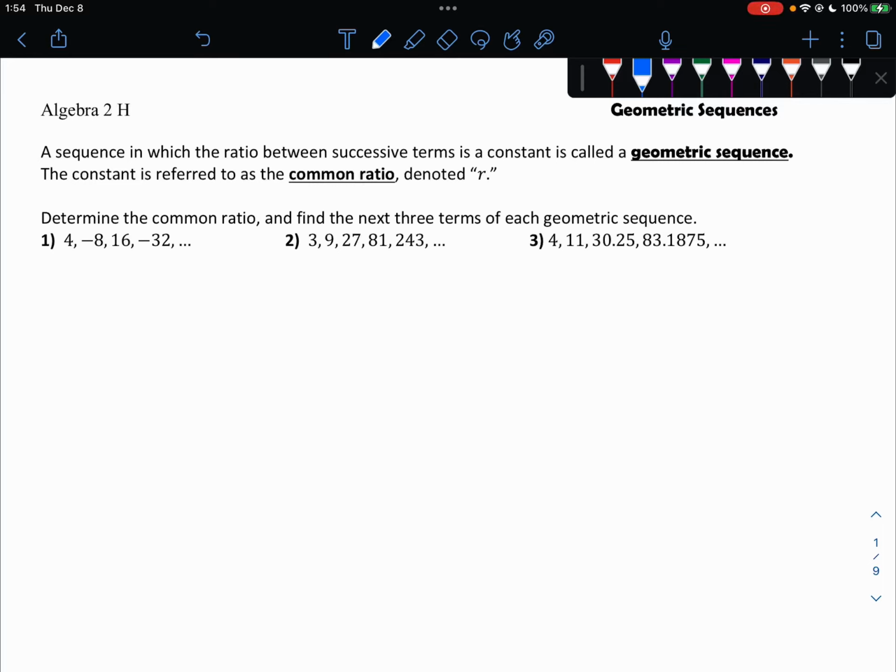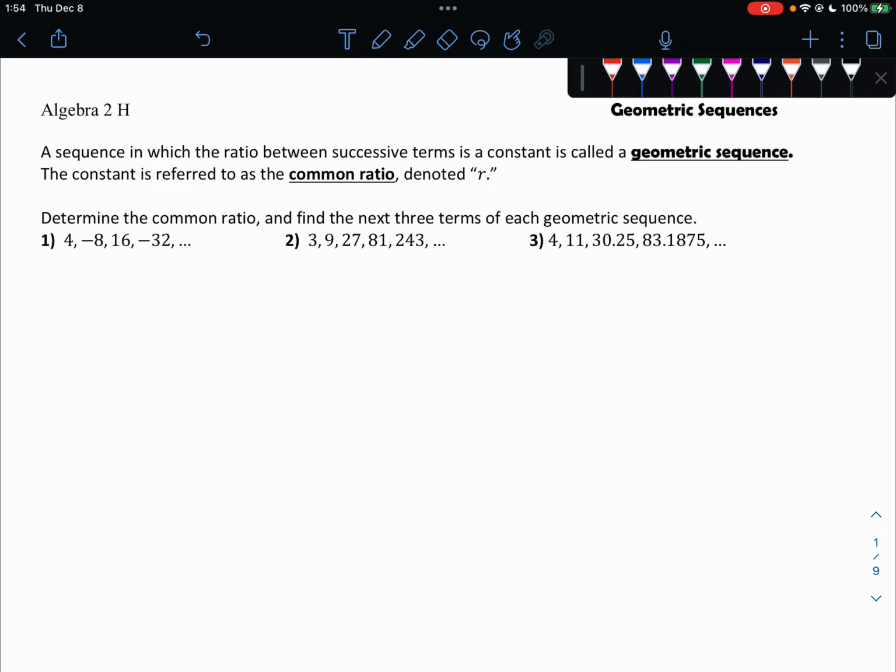In this video, we are going to talk about geometric sequences. So previously, we talked about sequences in general and then arithmetic sequences, and now we're talking about geometric sequences, which also look like exponential functions. Okay, so first of all, here are some examples of geometric sequences.